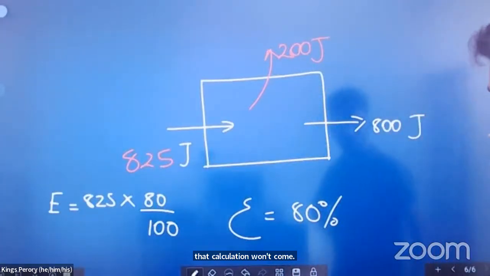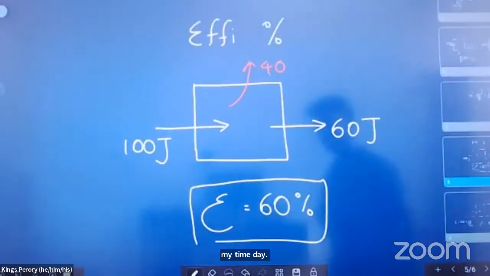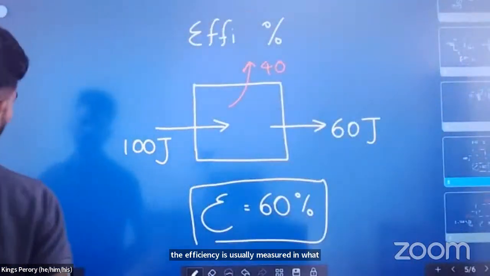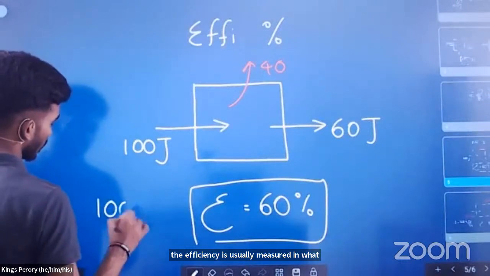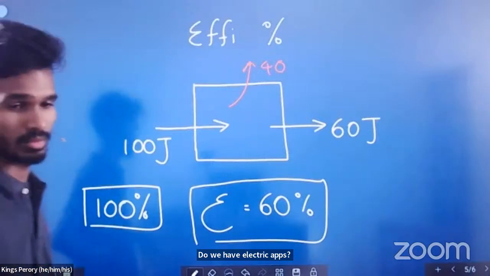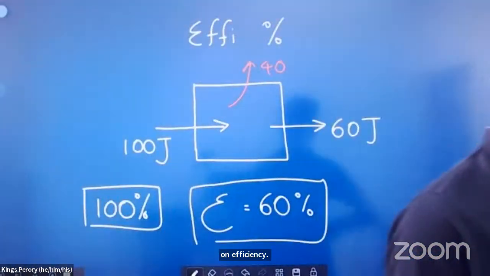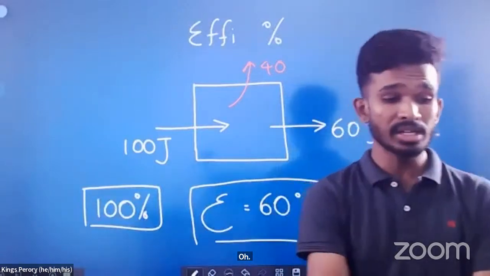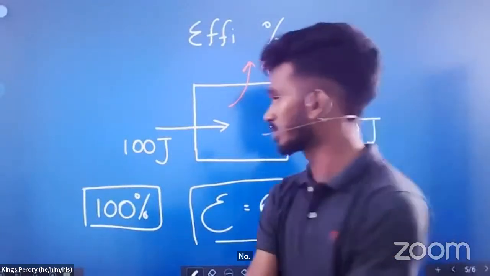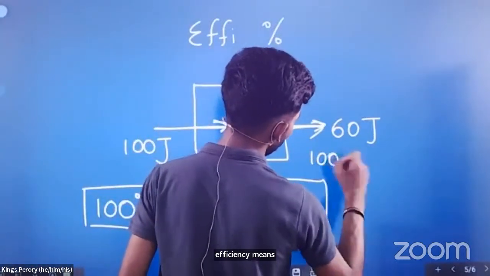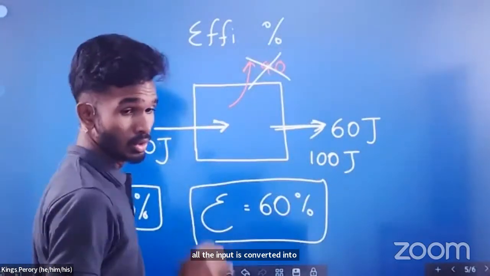Efficiency is usually measured in what? Do we have electric appliances of 100% efficiency? No. 100% efficiency means all the input is converted into expected output, with no wastage.